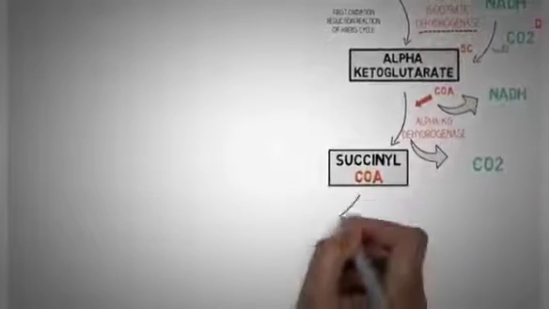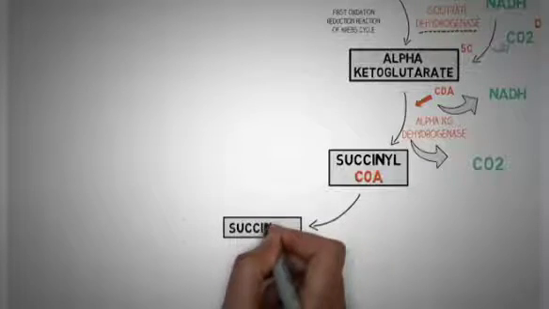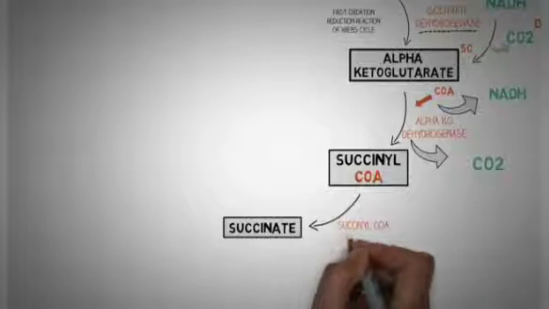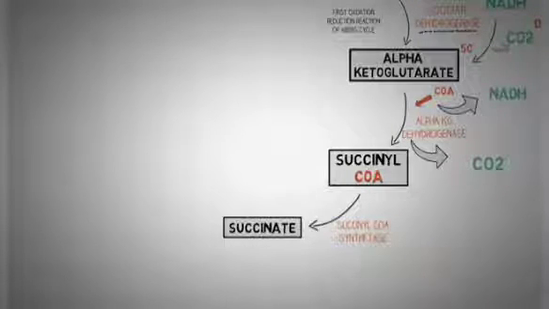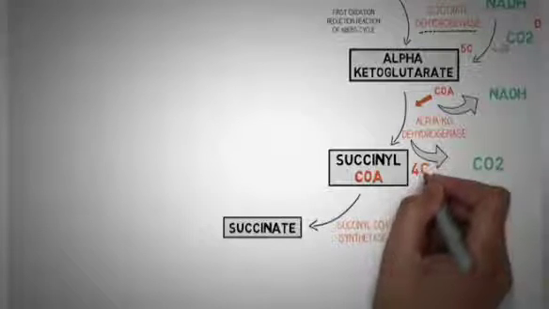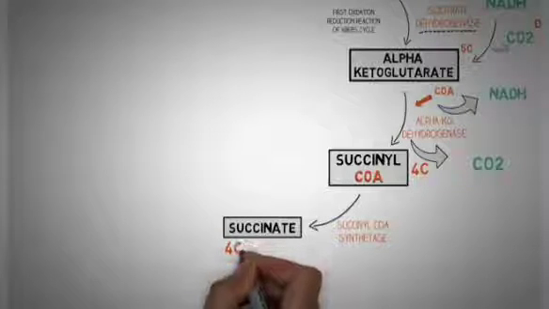In the next step of the Krebs cycle, the succinyl-CoA is converted to succinate. This reaction is catalyzed by the enzyme known as succinyl-CoA synthetase. Now try to understand what happens here in this reaction, as this is a very important concept and often missed by many students. The number of carbons remain the same in this reaction. Both succinyl-CoA and succinate have 4 carbons each. So what changes?